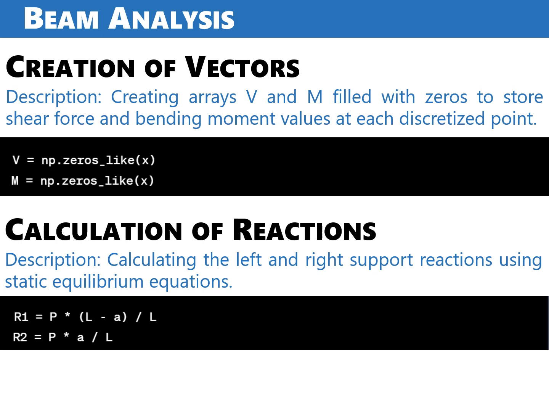After creating variable x, I am going to create two more vectors, v and m. The vectors v and m stand for shear force and bending moment. Both of them at this stage will carry only zeros. A number of zeros will be created. So the syntax is numpy.zeros. The numpy library will create zeros. How many zeros will be created? Like x. So the number of zeros stored in v and m will be equal to the number of values in the x vector.